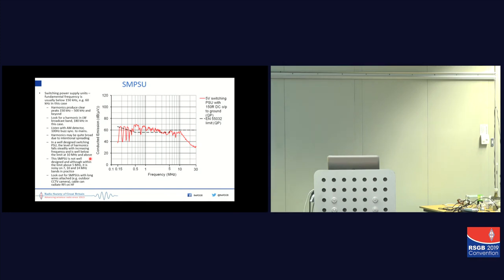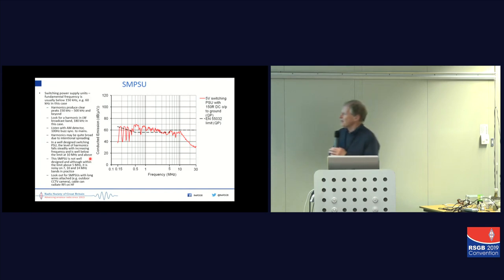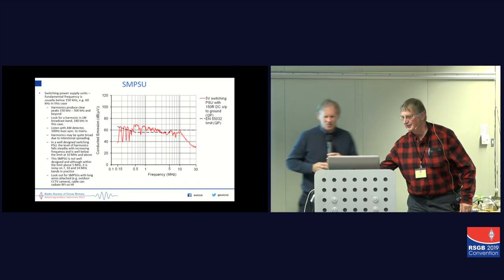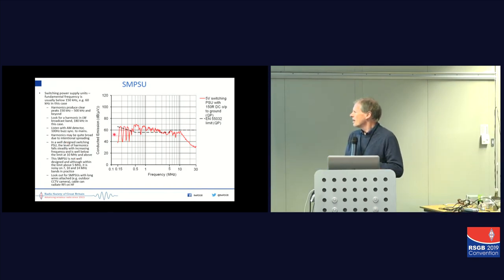So switching power supplies, of course, are everywhere, and this is an example of a USB one with 5 volts out, and normally, for switching power supplies, the fundamentals are below 150 kilohertz. So you can see the harmonics very clearly there.